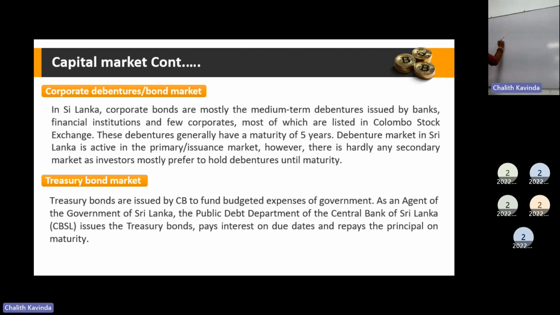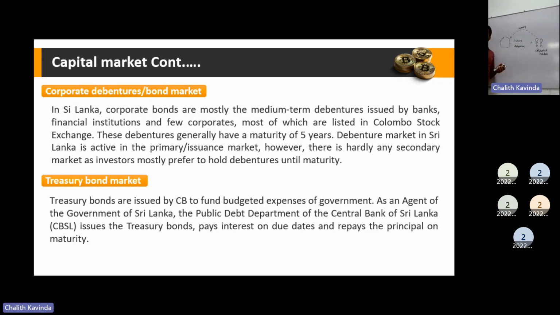Here, if you look at this, this is the company. The company can issue debentures to a certain type of people. Once they purchase those debentures, we call them debenture holders. What they do is provide money to the company.